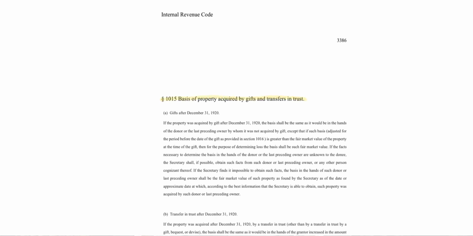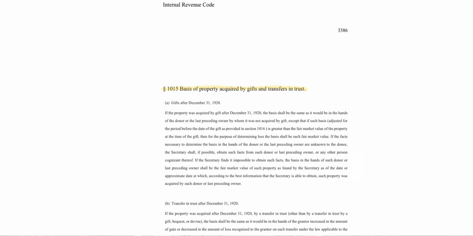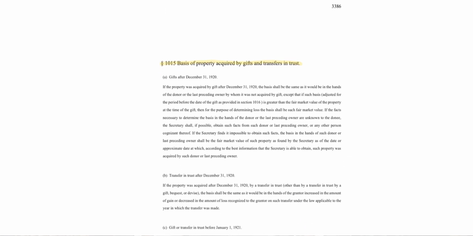This is how I give you hints, if you're in my class, that you might need to cite an additional code section. Maybe something is needed. So section 1015, basis of property acquired by gifts and transfer in trust. (a), gifts after December 31st, 1920. If property was acquired by gift after December 31st, 1920, which we're going to assume it was, the basis shall be the same as it would be in the hands of the donor, so the uncle's basis, or the last preceding owner by whom it was not acquired by gift, and so on.